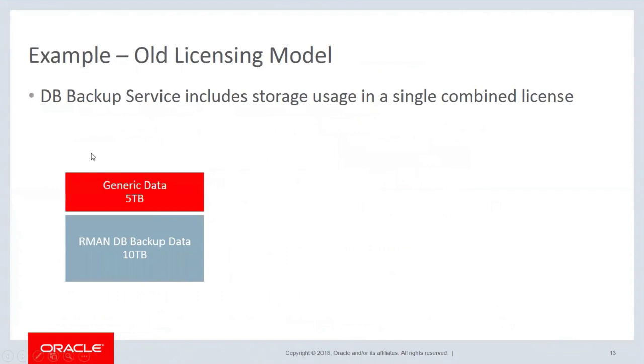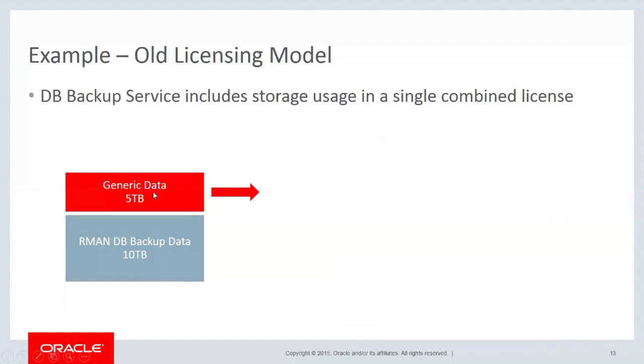So in the old model, and again, the model that's still valid for non-metered SKUs, the database backup service was including storage. It means that in this example, if you're using 5 terabytes of object storage for generic data that you copied there using Cloudberry or any other application, pictures, whatever, any kind of data, and then you're using 10 terabytes of object storage for Armen database backup data, you will be charged separately.